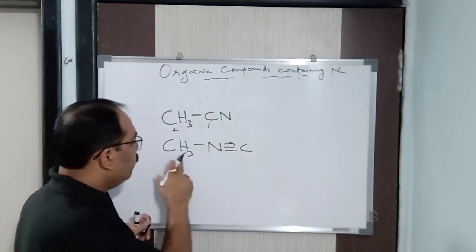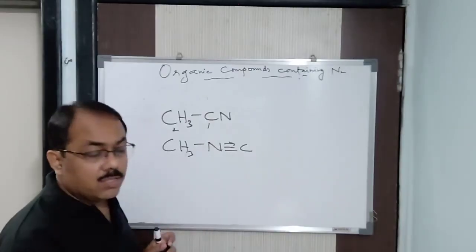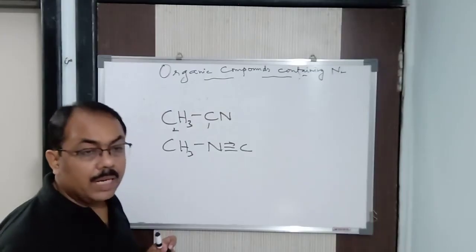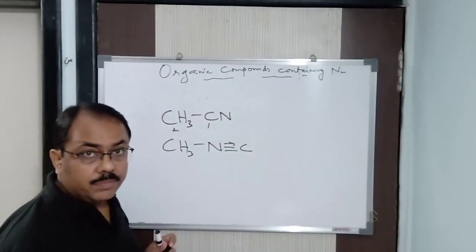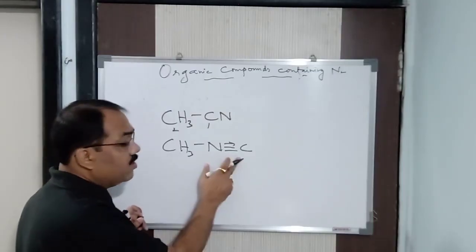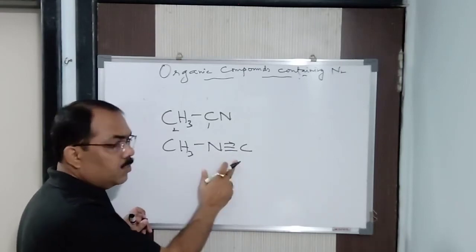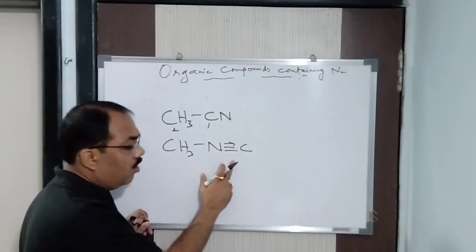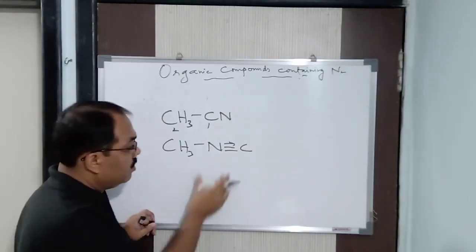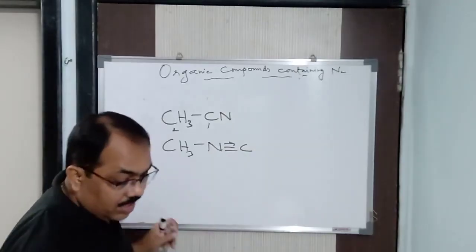The other name is methyl carbylamine. Clear? There is methyl isocyanide, the common name. We can also say the name as methyl isonitrile or methyl carbylamine. This is also called carbylamine.